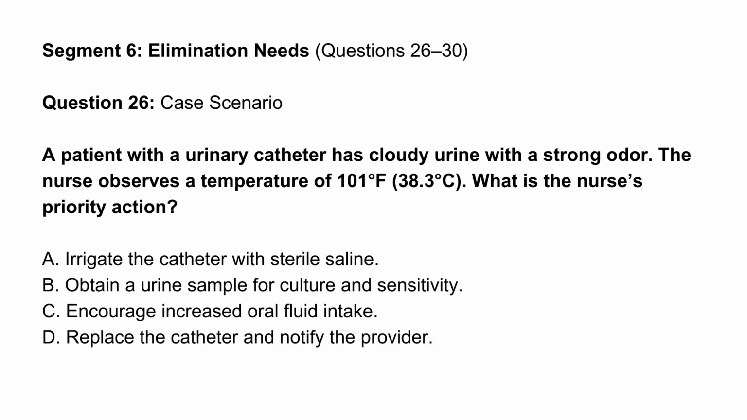Segment 6, Elimination Needs. Question 26. A patient with a urinary catheter has cloudy urine with a strong odor. The nurse observes a temperature of 101 degrees Fahrenheit, 38.3 degrees Celsius. What is the nurse's priority action? A. Irrigate the catheter with sterile saline. B. Obtain a urine sample for culture and sensitivity. C. Encourage increased oral fluid intake. D. Replace the catheter and notify the provider.